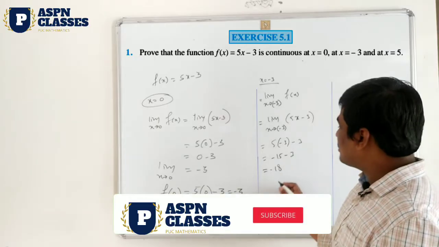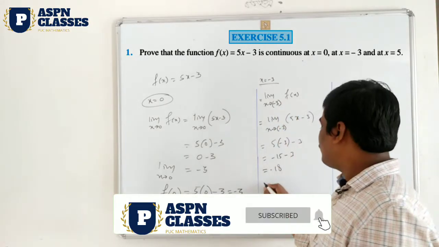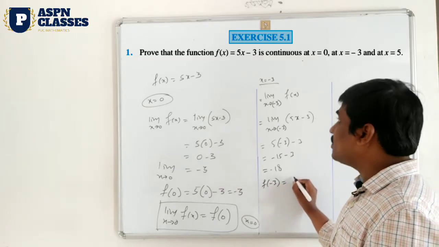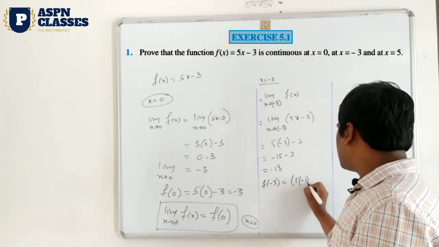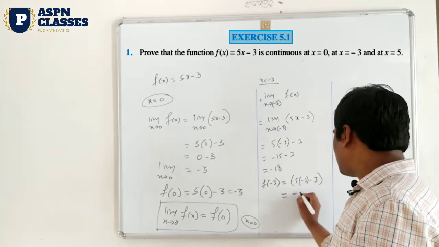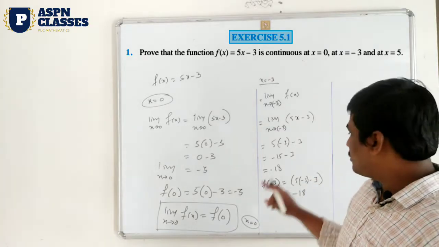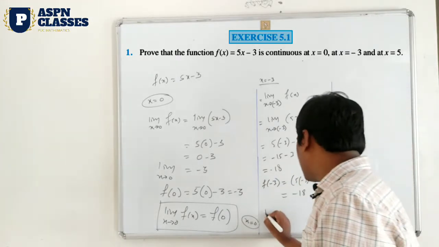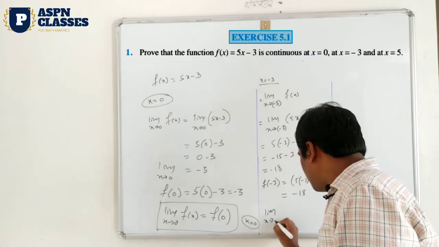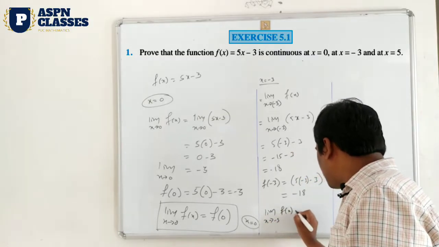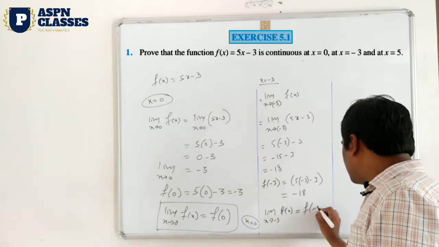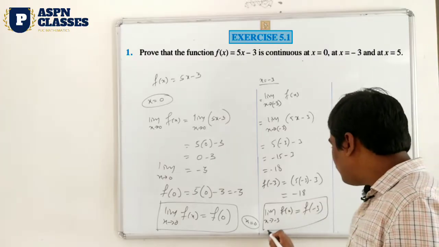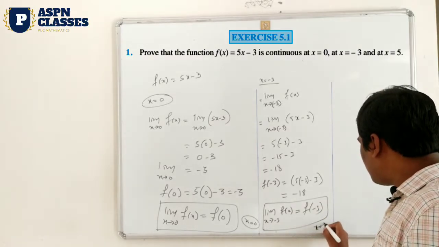Correct? Same case, this is the limit answer, and the function answer is also the same. f of minus 3 equals 5 into minus 3 minus 3, so again this result is minus 18. The function answer and the limit answer are both the same. It means the conclusion is: limit of x tends to minus 3 of f of x equals f of minus 3. Both answers are the same, therefore the given function is continuous at x equals minus 3.